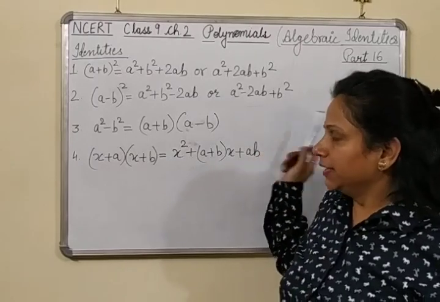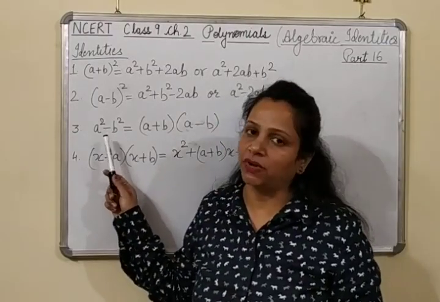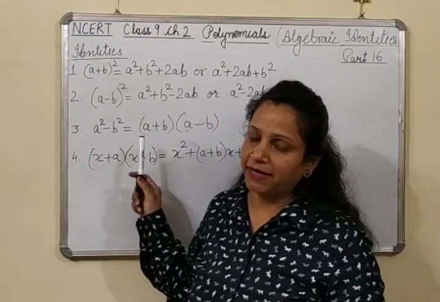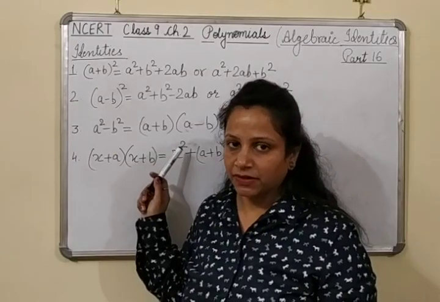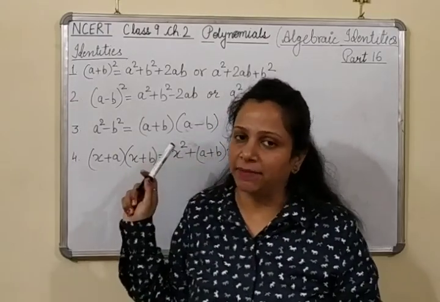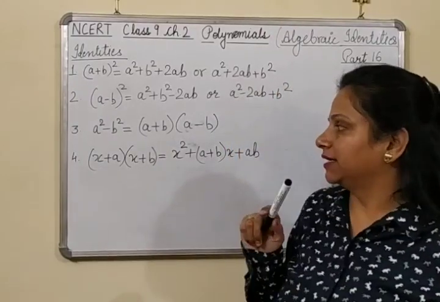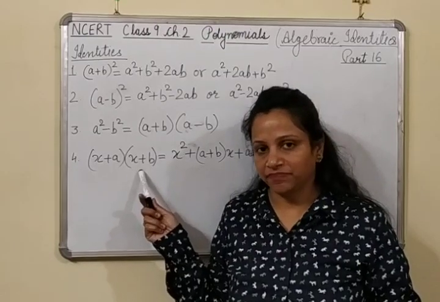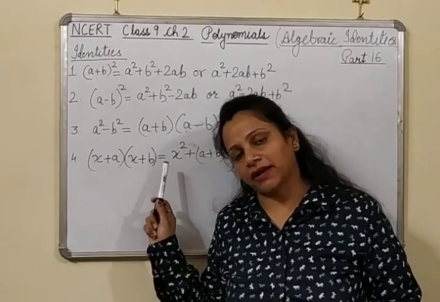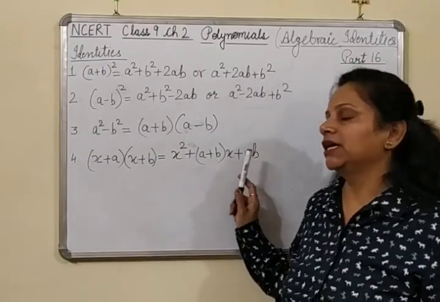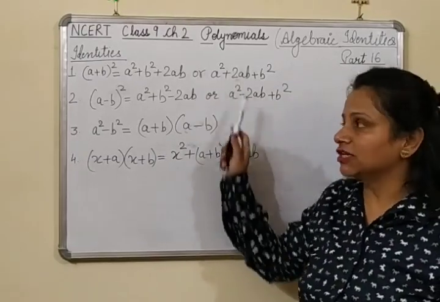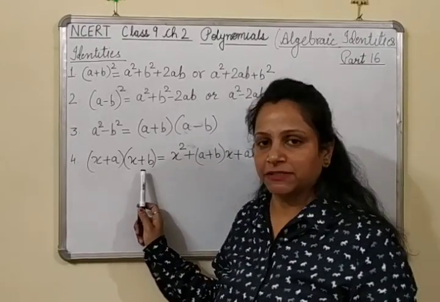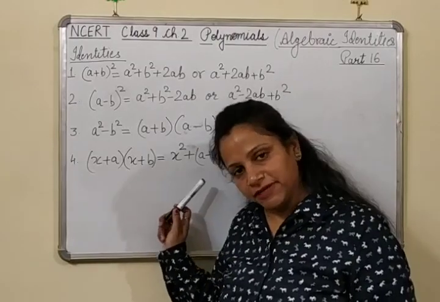Clear? Now, the third identity is a square minus b square, which is equal to a plus b multiplied by a minus b. The last identity that we have here is x plus a into x plus b, and this is equal to x square plus a plus b into x plus ab. You have to learn these identities as they are. Again, x plus a into x plus b will be x square plus a plus b into x plus ab.